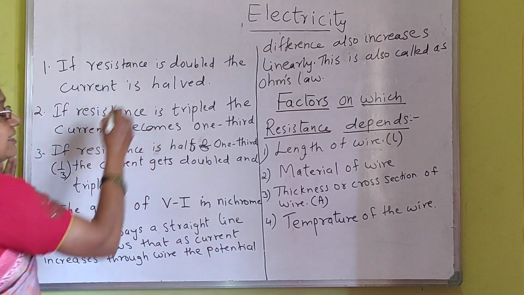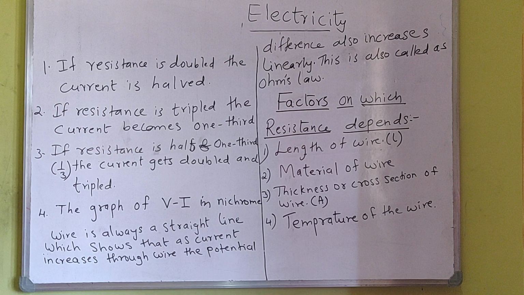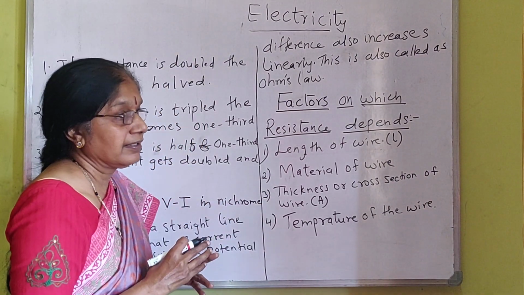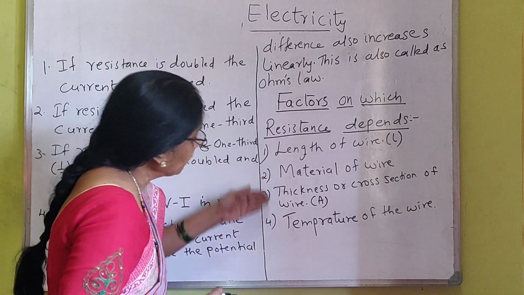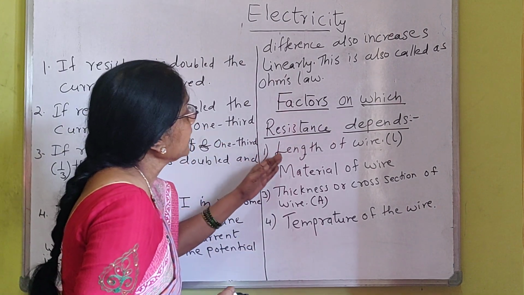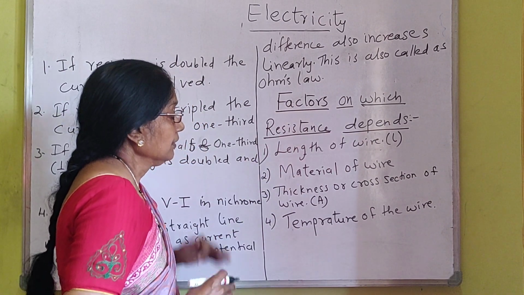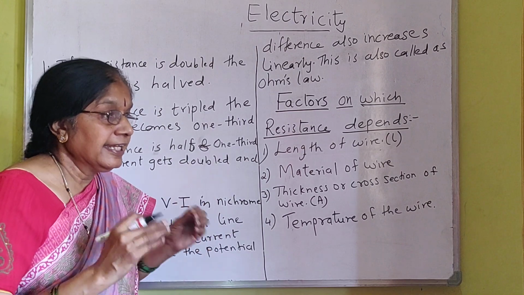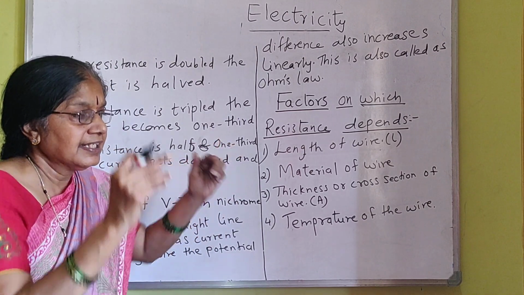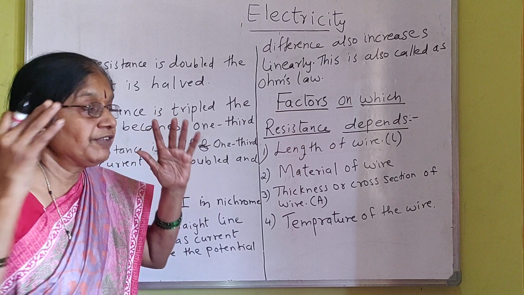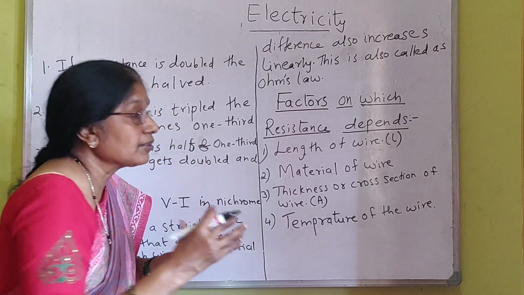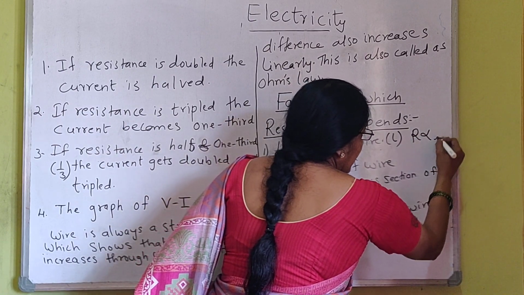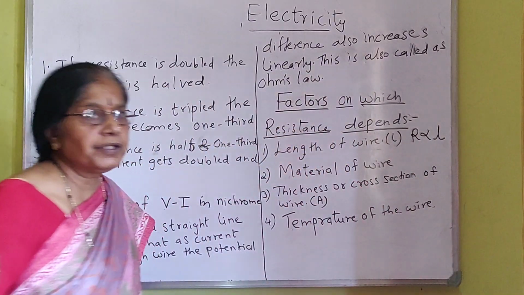We saw that resistance is very important in a conductor. So, on what factors does this resistance depend? The resistance depends upon the following factors. The first factor is the length of the wire, which is denoted by small l. What does the length of the wire mean? If the length of the wire increases, the resistance also increases. If the length of the wire decreases, the resistance also decreases, which shows that resistance and length of wire are directly proportional to each other.